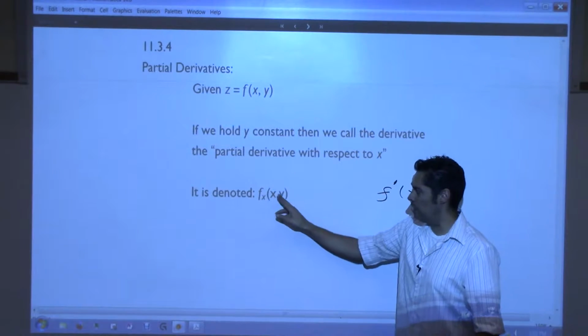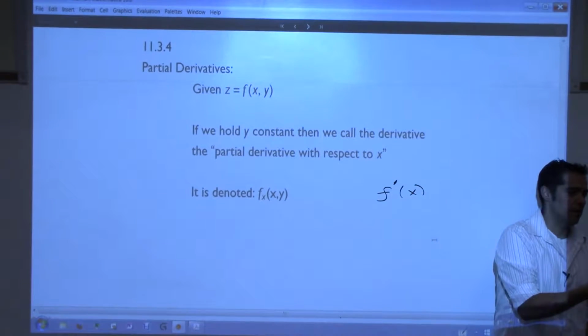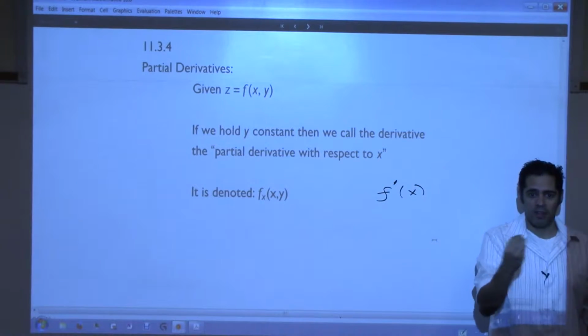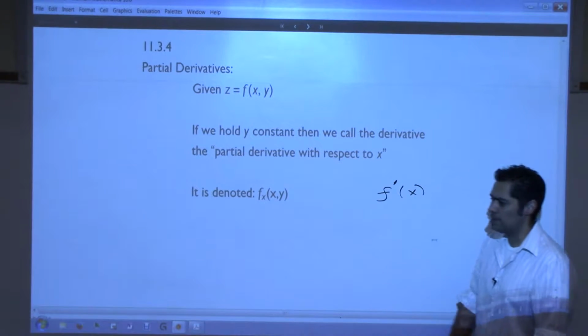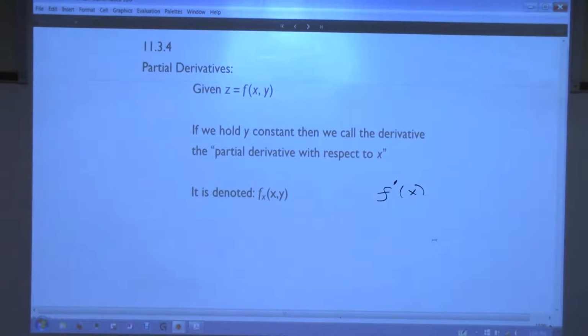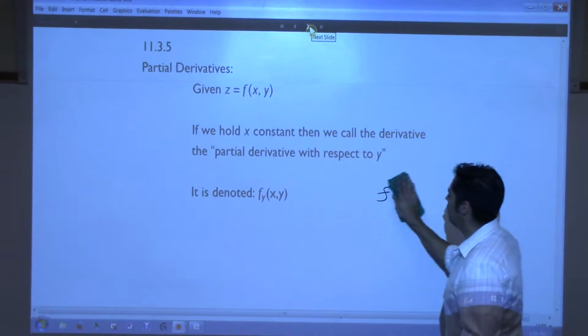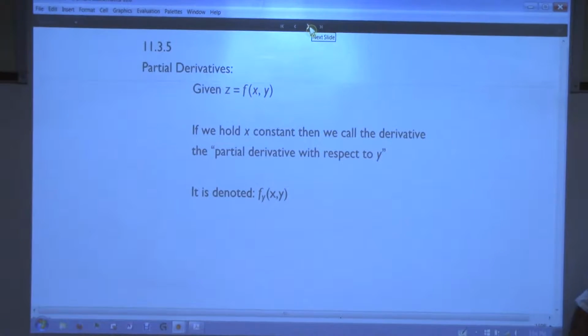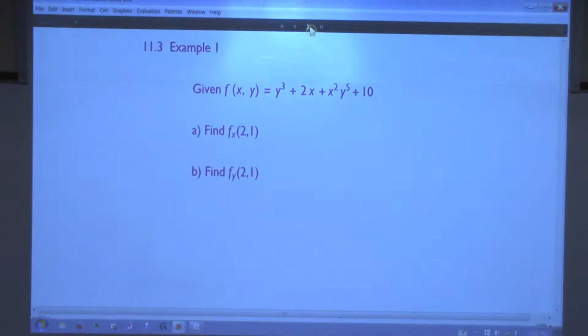Here, if we have a function of two variables, we need to somehow denote which variable we're treating as the variable, which one is constant. So the subscript of x is what tells us that. Understand? All right, so now if we do it the other way, and we hold our x constant, then we call it the partial derivative with respect to y, and it's denoted this way. Is that dx, dy, or is that the partial? Yes, I'm going to talk about notation here in a minute. For right now, that's what we're going to start with.